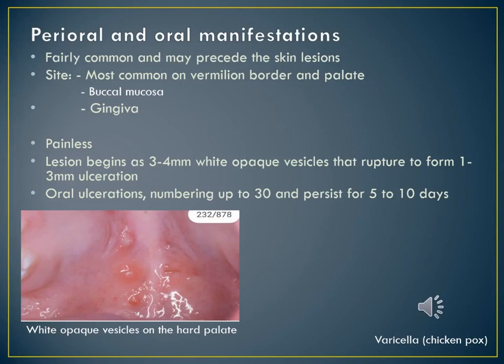Perioral and oral manifestations of varicella are fairly common and may precede the skin lesions. The most common site is on vermilion border and palate, followed by buccal mucosa and gingiva. It is painless. The lesion begins as 3 to 4 mm wide opaque vesicles that rupture to form 1 to 3 mm ulceration. Oral ulcerations numbering up to 20 and may persist for 5 to 10 days.